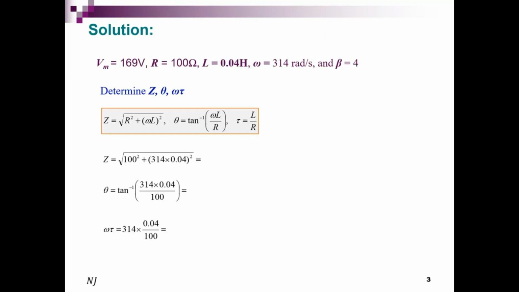Okay, to find the current expression of the circuit, first we need to determine the impedance Z, theta, and also omega tau. So by substituting all the parameters in this formula, we will get Z equal to 100.79 ohms, and then theta equal to 7.16 degree, which equals 0.12 rad, and then omega tau equals 0.126 rad.